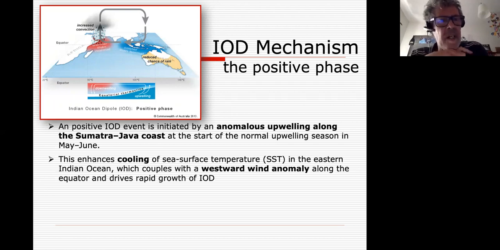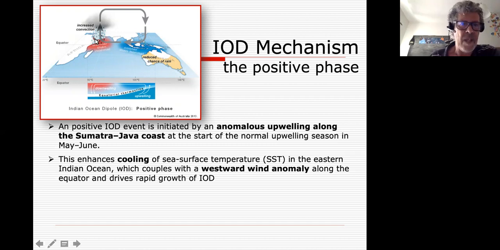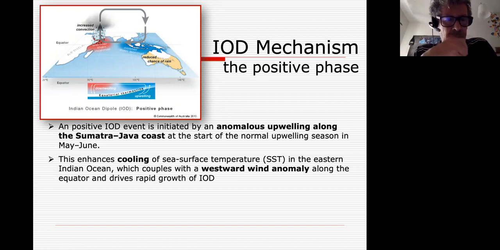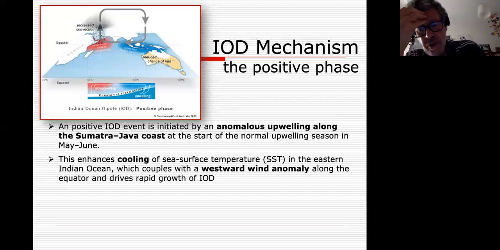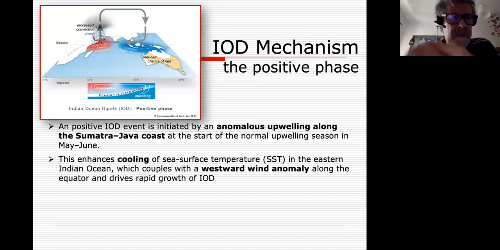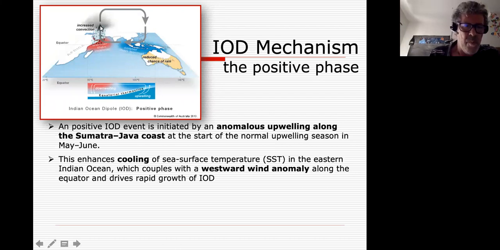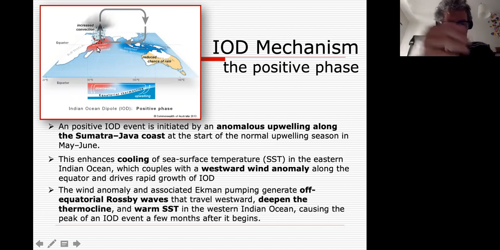It creates a pressure gradient between the eastern part and the western part of the basin, and this gives way to a westward wind anomaly, getting stronger winds along the equator, and this drives stronger recycling. A Walker cell is again involved here.